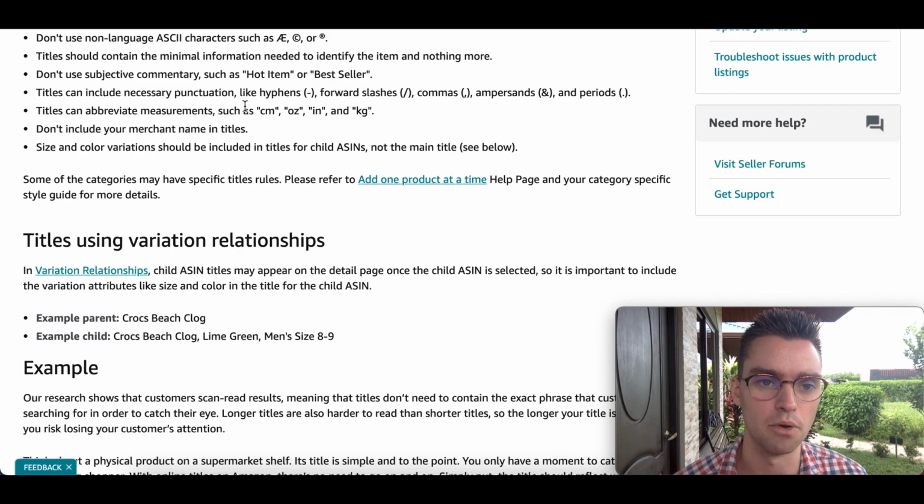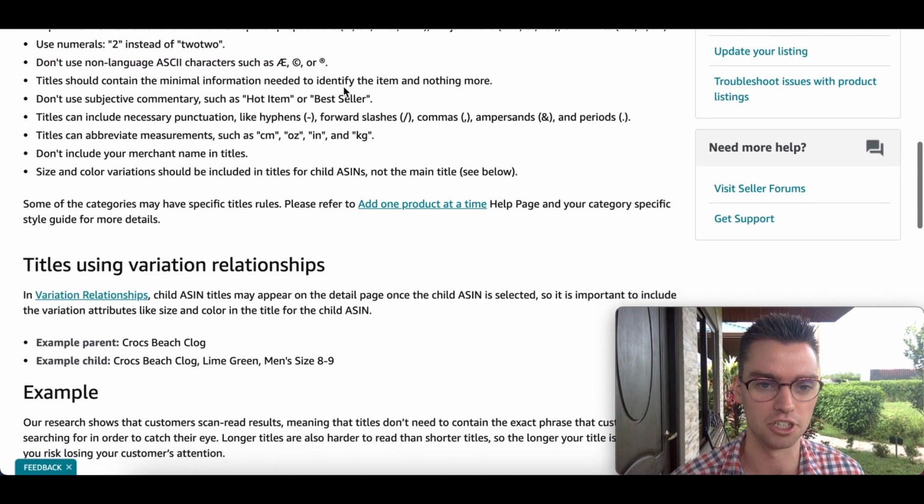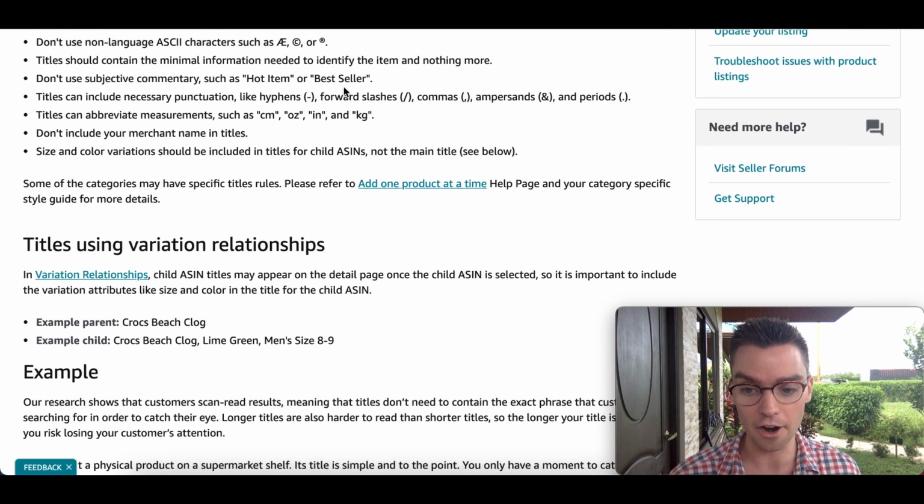Again, don't use non-language ASCII characters. Just other obscure characters. Again, restricted characters, trademark, TM, copyright, etc. You cannot use those in your title. So you can include the letters, but you can't use those kind of unique characters or emojis or things like that.